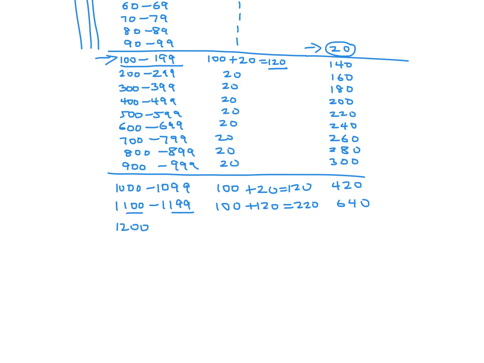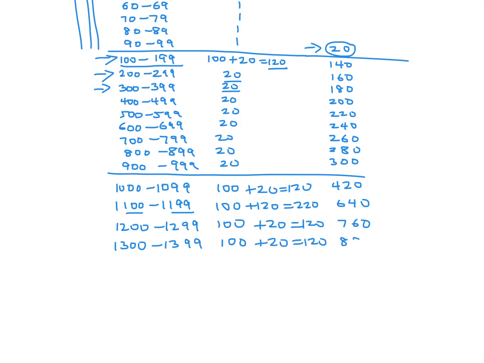And then 1200 to 1299, the first digit is 1, so you're going to get 100 of those. And then 200 to 299 behaves like this, so you get another 20. So 120. Okay, we're getting up to 760 now. 1300 to 1399. The 1 is the leading digit for those 100 numbers, so there's going to be 100 of those. But the 300 to 399 behaves like that, so you're going to get another 20. So 120. So then 880.